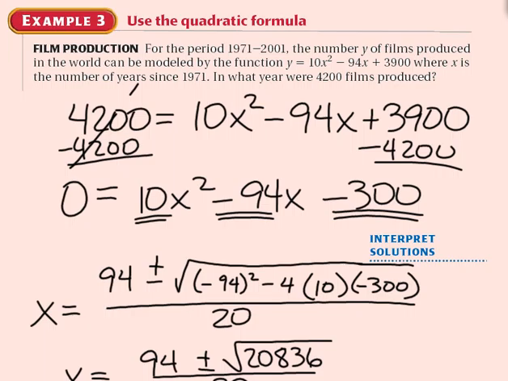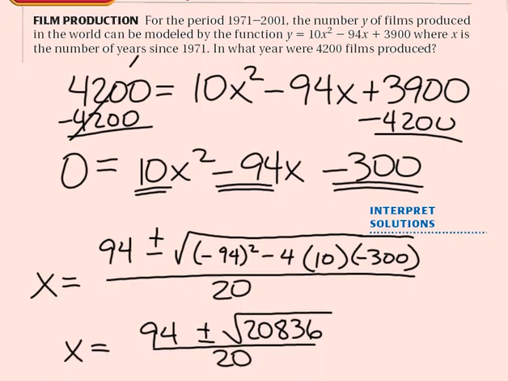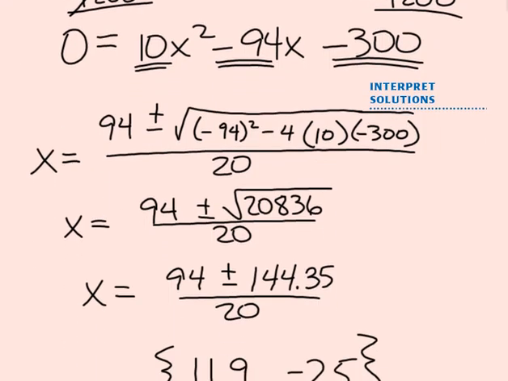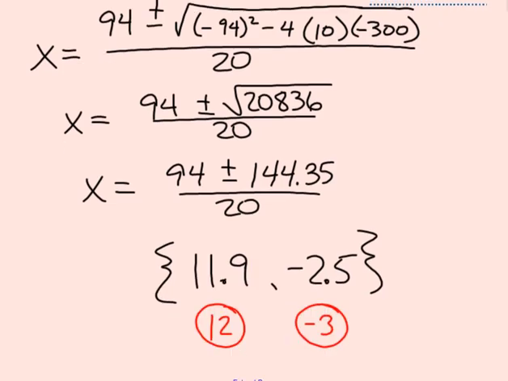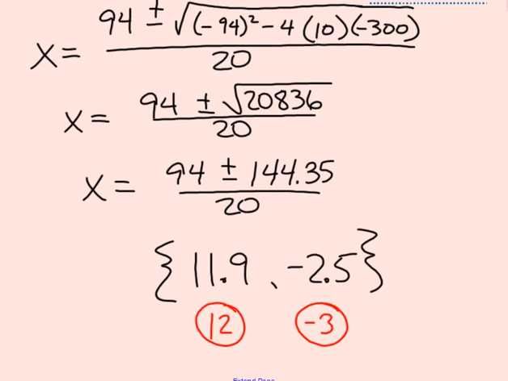Alright, welcome back. Plugging in all those giant numbers makes you really grateful you have a calculator, huh? Okay, once you plugged in the huge numbers, you should find out you've got 94 plus or minus the square root of almost 21,000, or 94 plus or minus 144.35, divided by 20, giving us about 11.9, which is year 12, and about negative 2.5, which would be year negative 3.